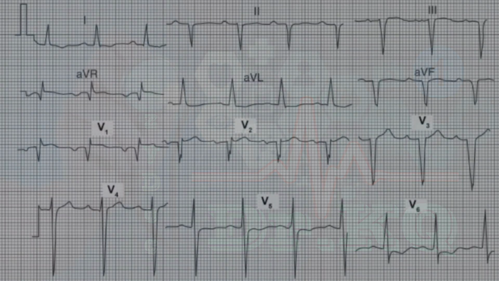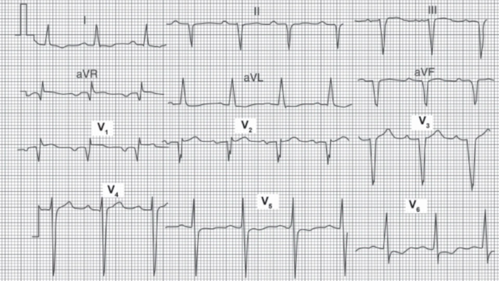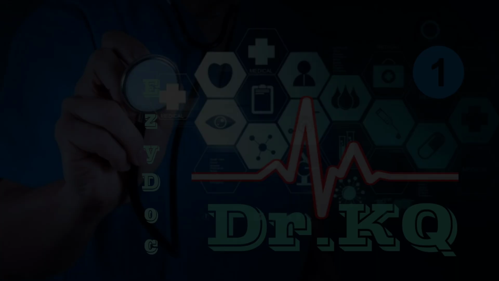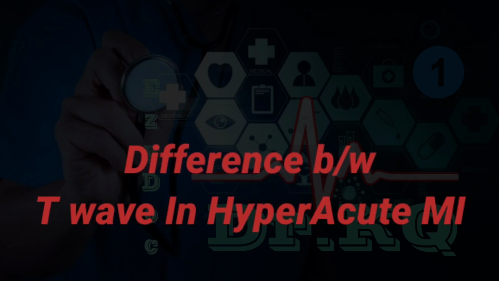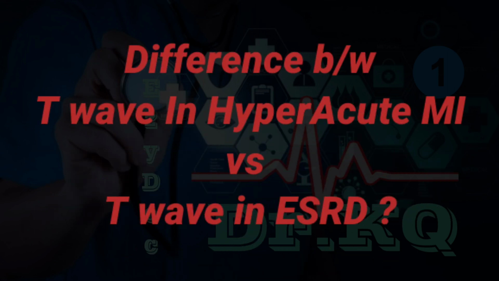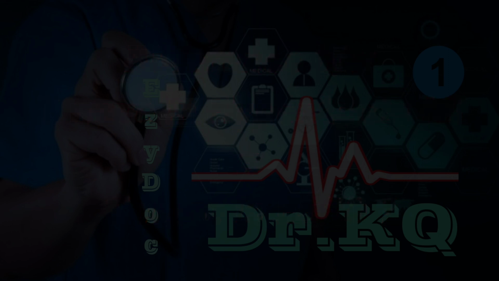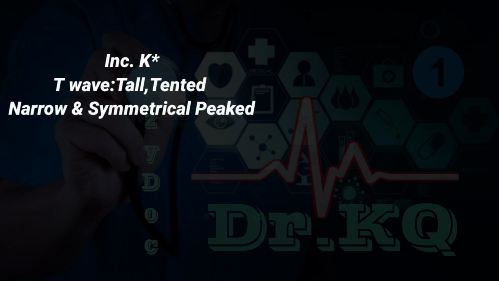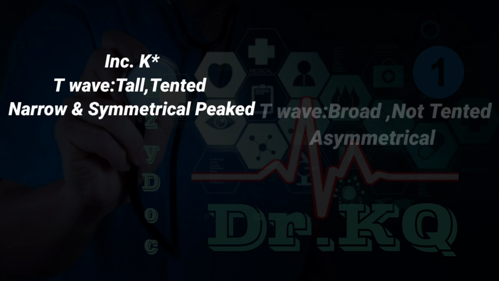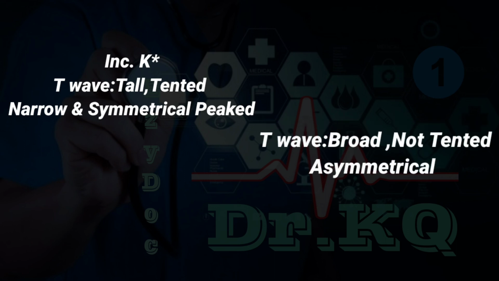Now look at this tall T wave, which I have already discussed earlier, is due to necrosis of myocardium. Potassium is released, which causes localized hyperkalemia. This will lead to the tall T wave formation. Now the question is, what is the difference between the tall T wave seen in hyperacute MI and the tall T wave seen in end stage renal disease? The basic difference is that in end stage renal disease there is an increased potassium level, and the T wave is narrow, tall, tented, symmetrical and peaked, while in MI the T wave will be broad, not tented, and asymmetrical.